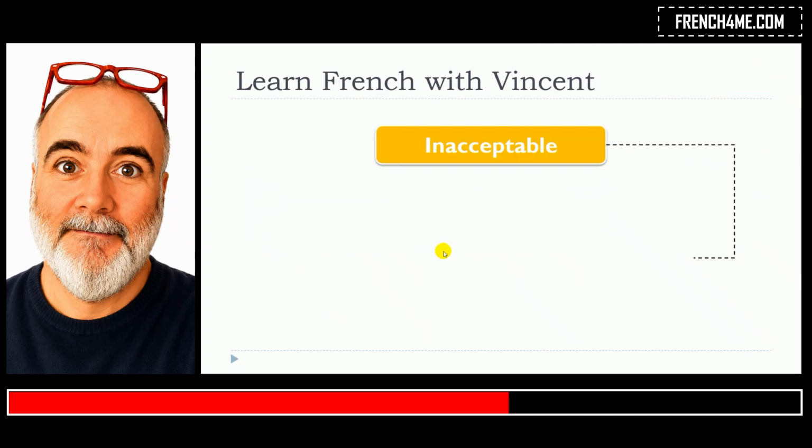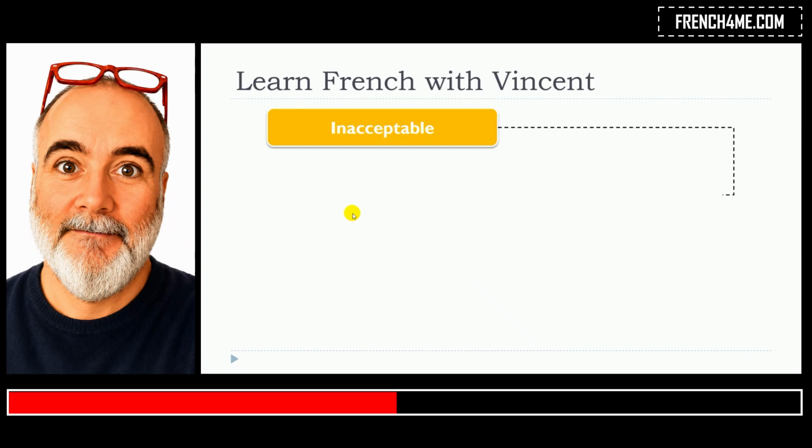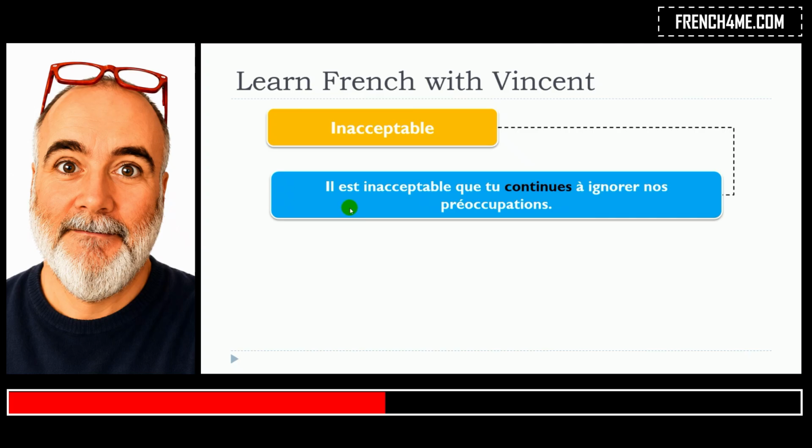So this lesson is about inacceptable. The adjective inacceptable can be translated into various ways in English, including unacceptable, intolerable, unjustifiable, or improper. So we will see some examples with inacceptable.